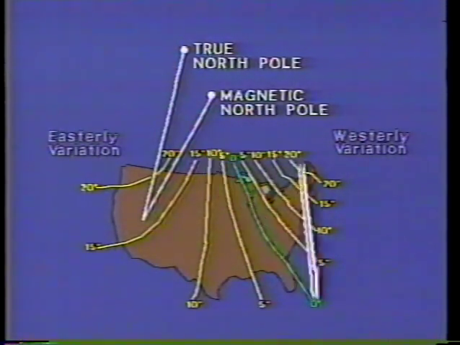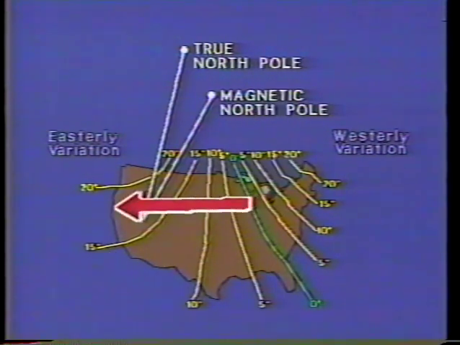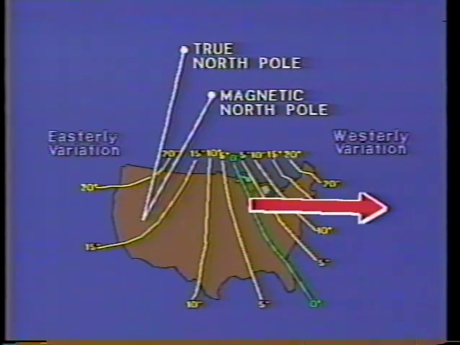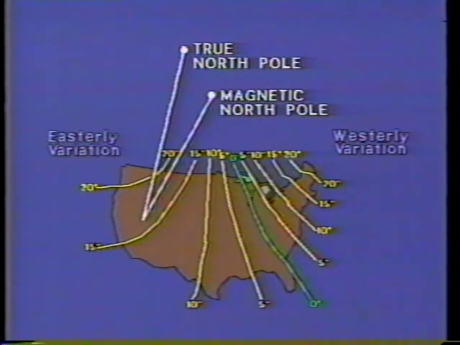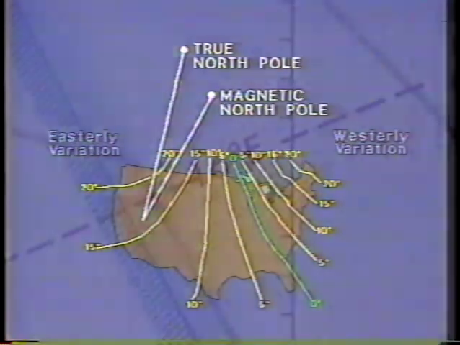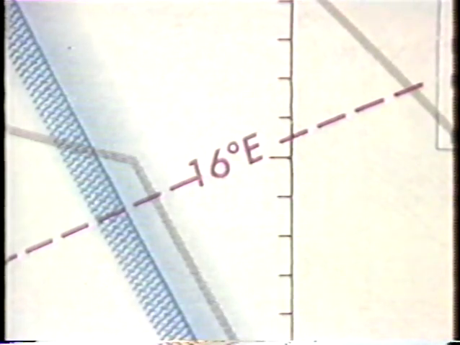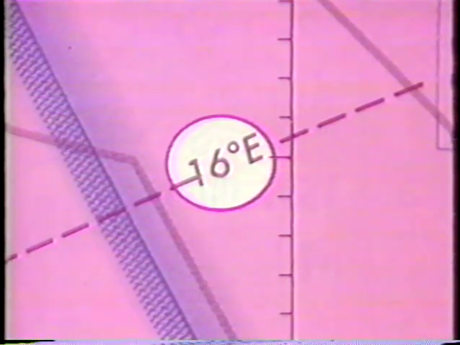The line of zero variation is called the agonic line. All locations west of the agonic line have easterly variation. Locations east of the agonic line have westerly variation. This is taken into consideration during flight planning, and the amount of variation is either added to or subtracted from the true course of a flight to get the desired magnetic course. Easterly variation is subtracted from true course, and westerly variation is added. In this example, the isogonic line shows a 16-degree easterly variation.